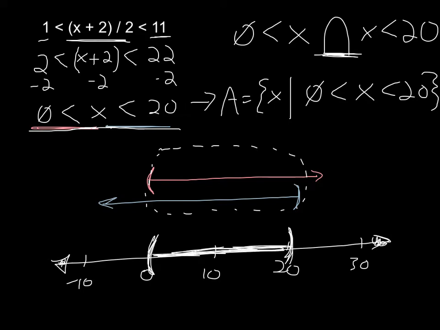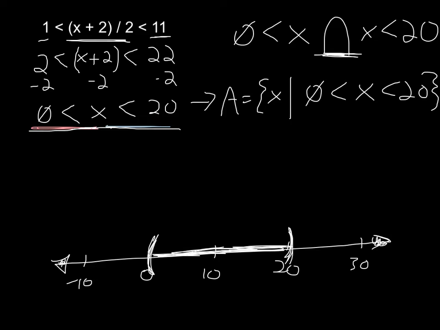Our final interval notation we can do right from here. Our left side is a round paren starting at 0. Our right side ends at 20 with a round paren. And that's our last kind of notation.